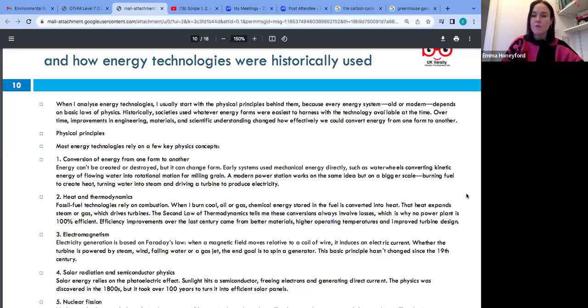Early systems used mechanical energy directly, such as water wheels converting kinetic energy of flowing water into rotational motion for milling grain. A modern power station works on the same kind of principle, but the scale of it is much bigger. Burning fuel to create heat, for example, turning water into steam and driving a turbine to produce electricity. So there are two examples.